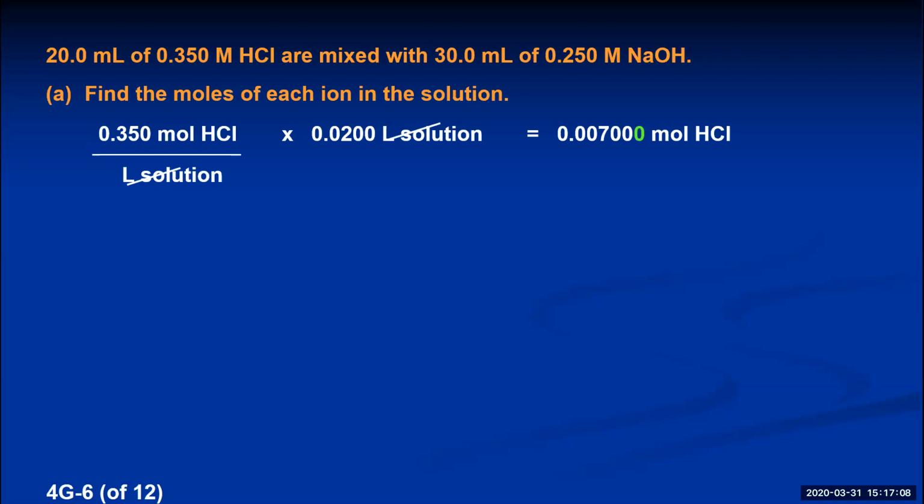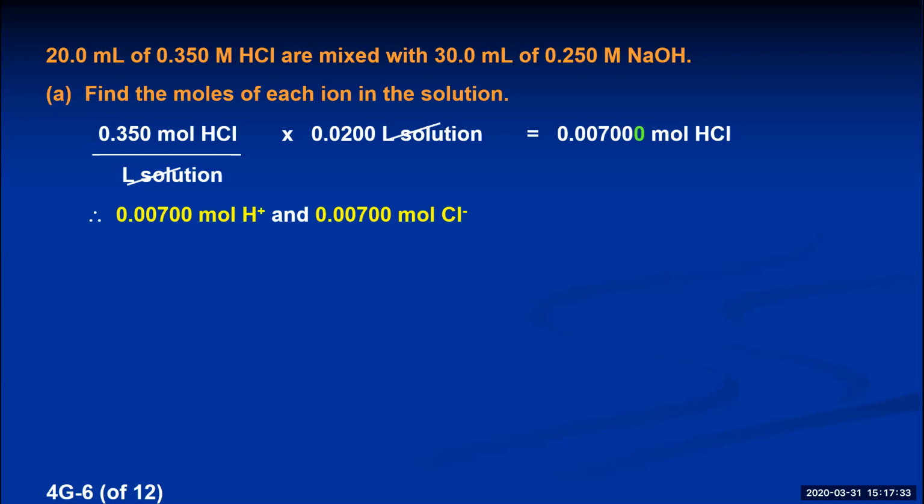Because HCl is a strong acid and it 100% ionizes, the moles of hydrogen ions and the moles of chloride ions will each be 0.00700 times 1, because there's only one hydrogen and only one chloride in the formula. So these will be the moles of the two ions that are created with the complete ionization of 0.00700 moles of HCl. Now for the other component, the sodium hydroxide.